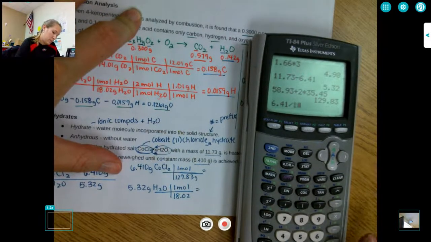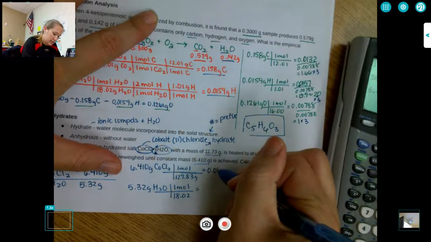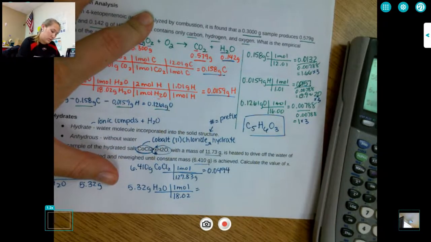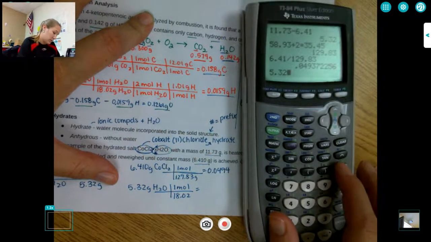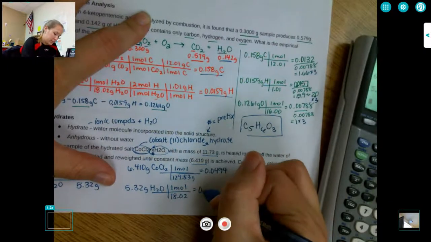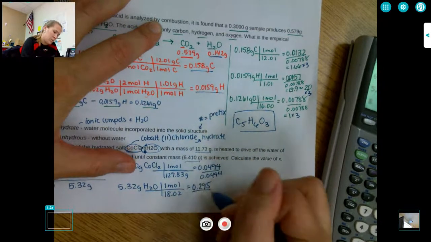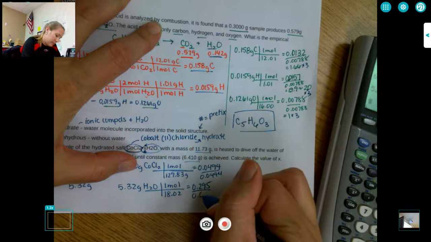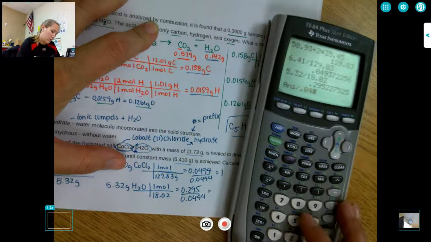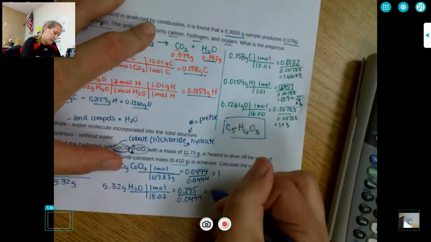6.41 divided by 129.83, 0.04994. We'll go one more decimal. 5.32 divided by 18.02, 0.295. We divide by the smaller, so we divide both by this one, which makes sense. We always want it to be per 1, so it makes sense that this is the smaller one. So 1, and this one divided by 0.0494 is 5.97, so basically 6.